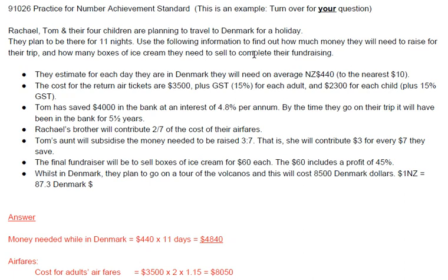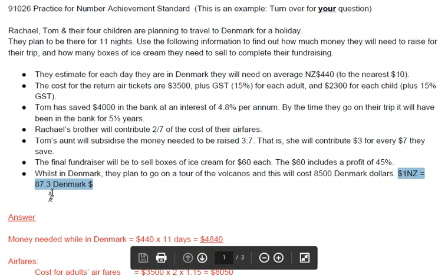Practice assessment for the number achievement standard about going to Denmark. First of all, this is made up, so the currency value is not really realistic. In the future I may make another one that really does reflect the exact kind of currency, but we're just going to assume that that is the case there.